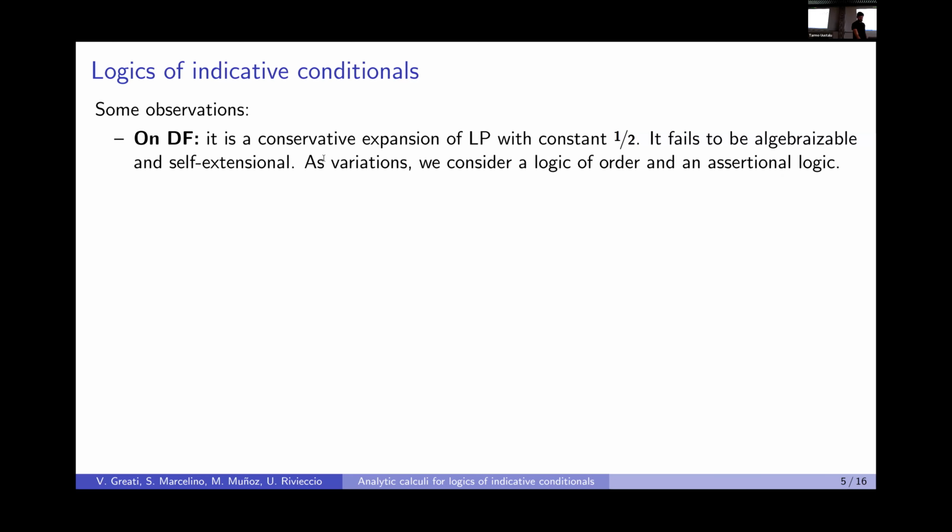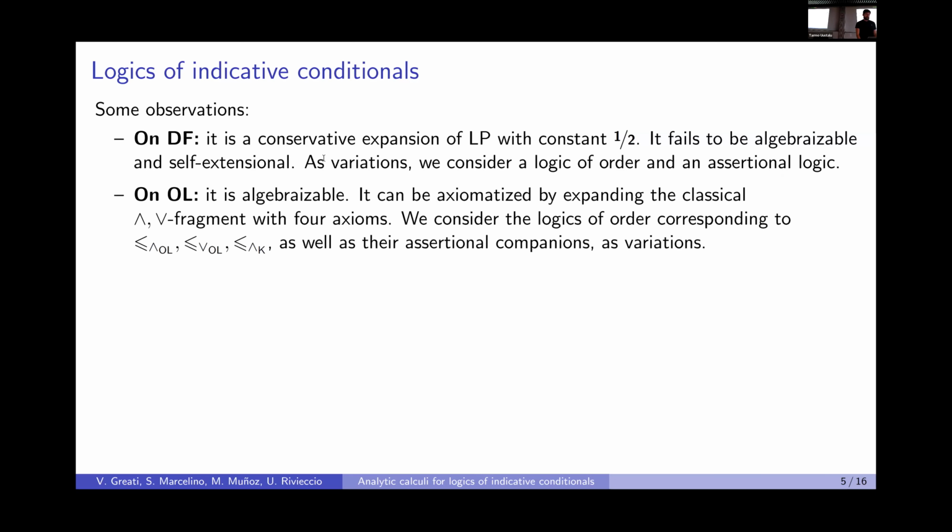And we consider variations of it, as I said. OL in turn is algebraizable, and it can be obtained from classical logic just by adding 4 axioms. And we can also consider the logics of order of OL. Inside OL, you can actually define 3 orderings, so there are 3 different standards of truth that you can have.